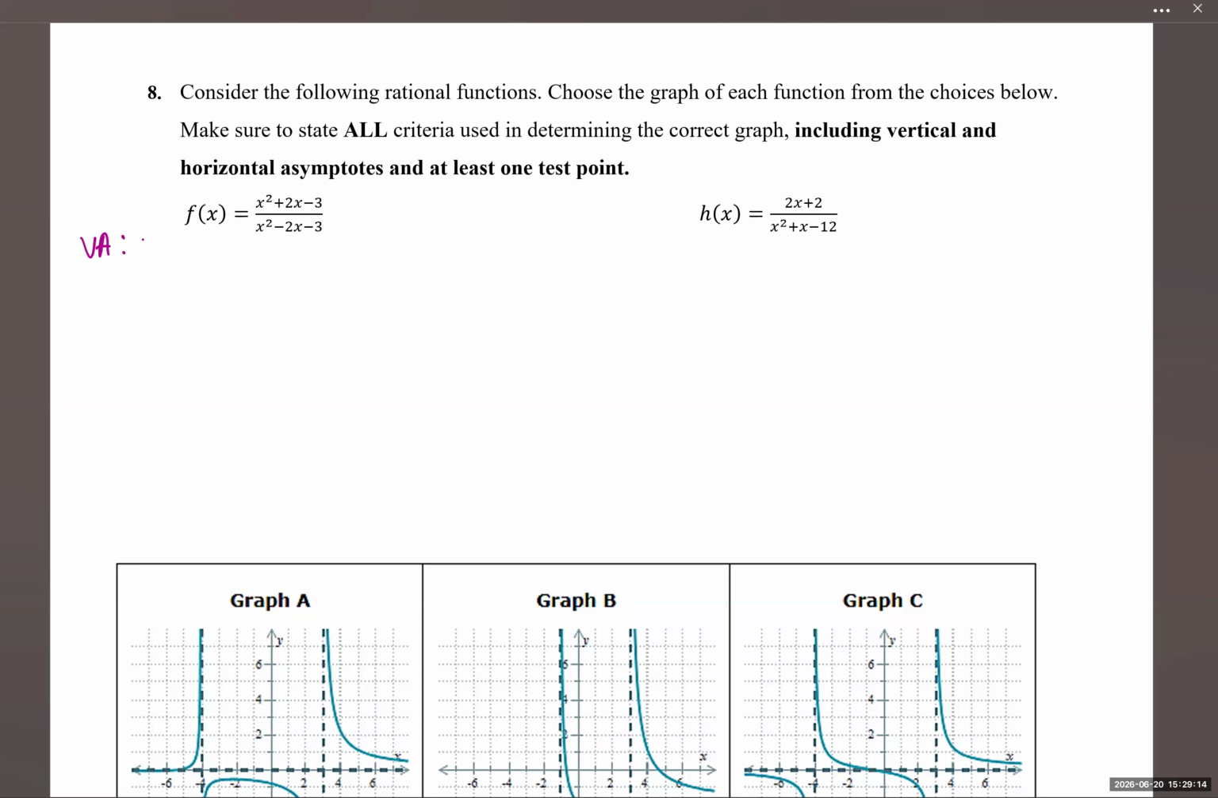Vertical asymptotes happen when the denominator is 0, so go ahead and set just the denominator equal to 0. Factor and solve for x. Two numbers that multiply to -3, that has to be 3 and 1, and they add to -2, so 3 has to be negative and 1 has to be positive. So the vertical asymptotes are at -1 and 3. Horizontal asymptotes.